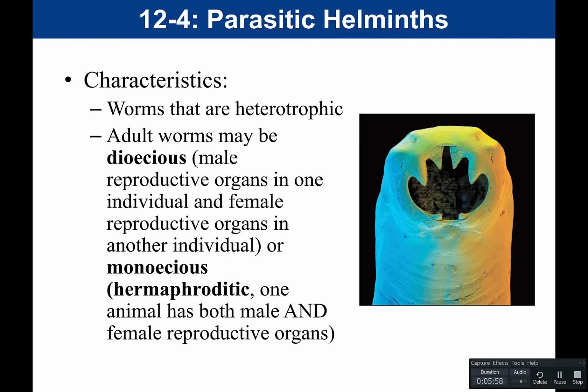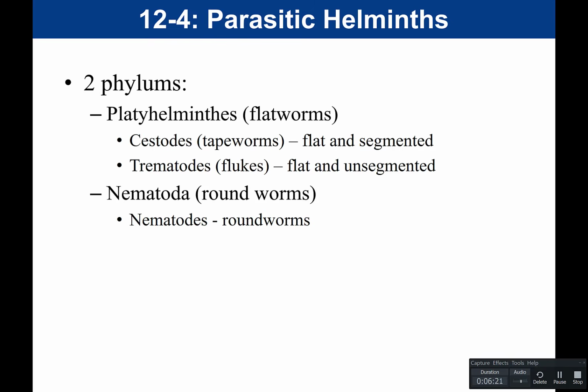Di means two. Some worms can be monoecious or hermaphroditic, and in that case, the animal has both male and female reproductive organs within the same organism. Mono means one. So one organism has both male and female parts. And so you want to know the general characteristics of your helminths. You want to know the types of classification of these helminths.